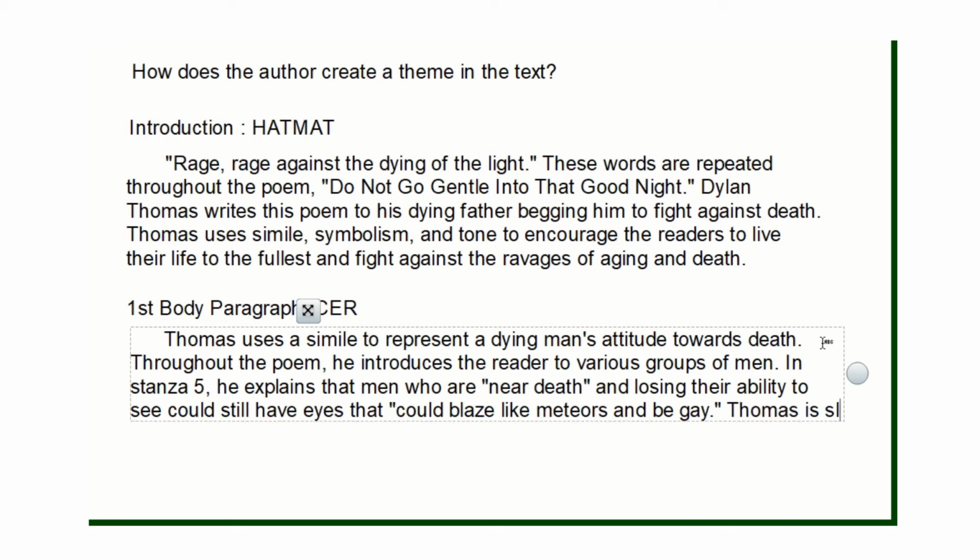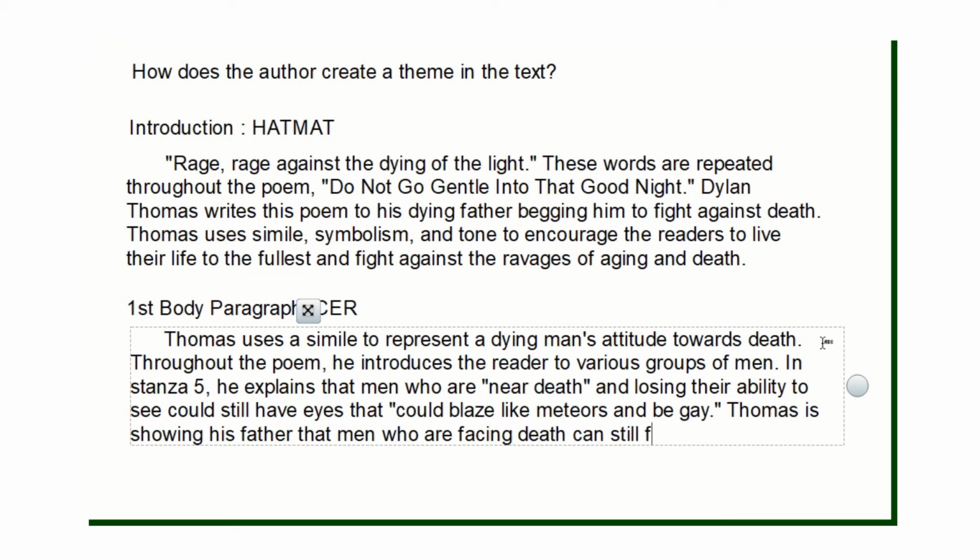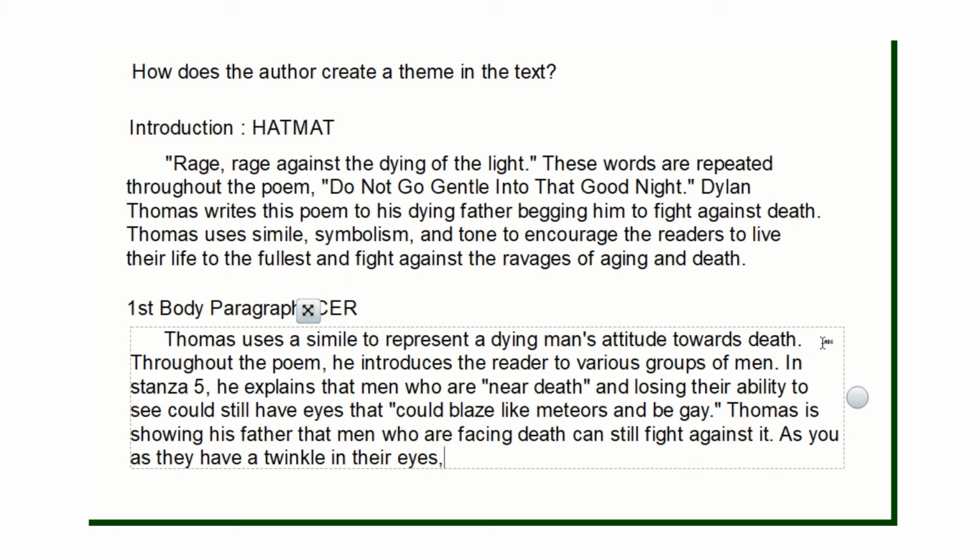So Thomas is showing his father that men who are facing death can still fight against it as long as they have a twinkle in their eye. Remember that twinkles, lights, all that represents life. A twinkle in their eyes. They are still alive and should embrace it.